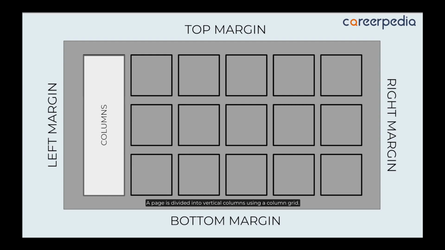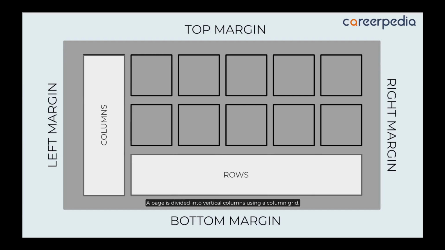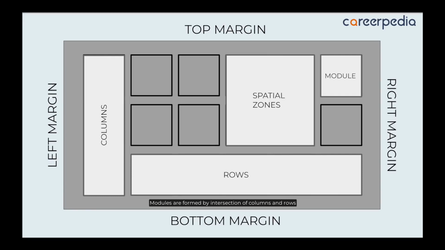A page is divided into vertical columns using a column grid. Then, the text and UI elements are aligned to these columns. By adding rows, a modular grid extends the column grid further. Modules are formed by intersection of columns and rows, to which the elements and content are aligned.